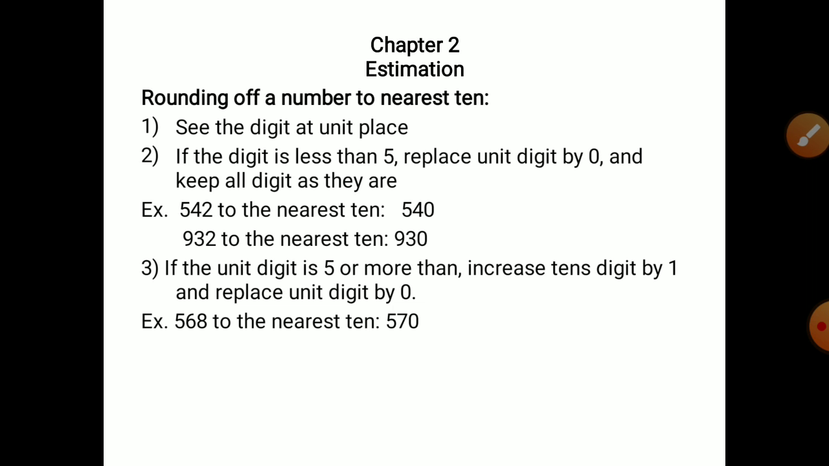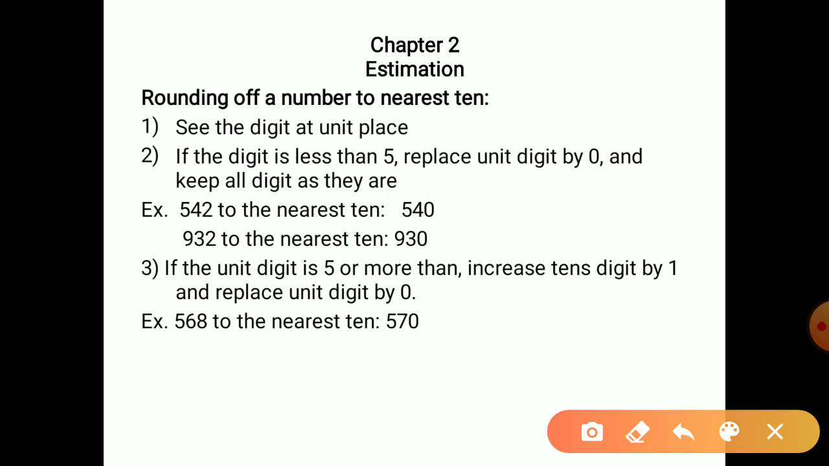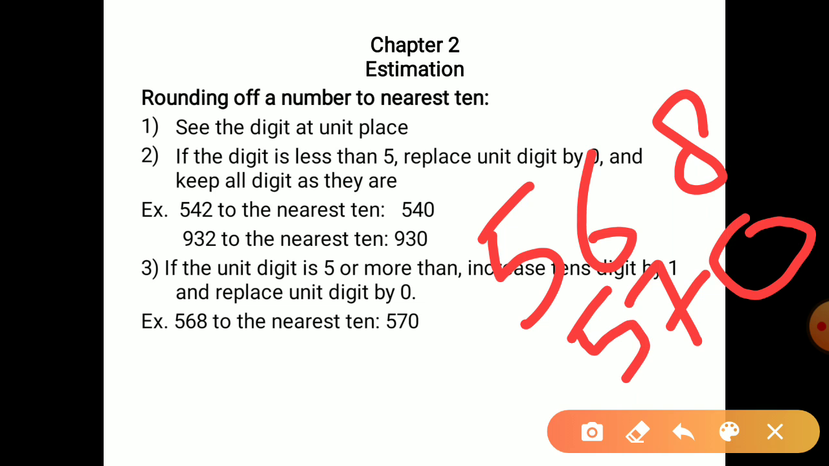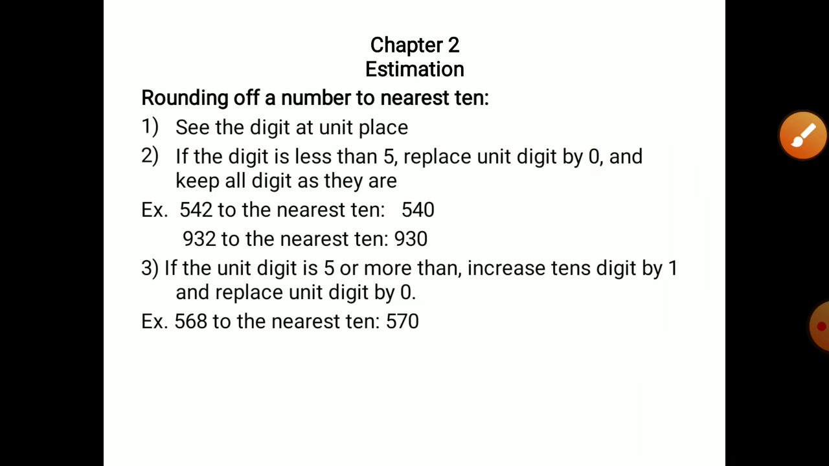Now the next example is 568. 8 is more than 5, so we will write 0, then we will add 1 to 6, it will become 7, and we will write 5 as it is. So our answer will be 570.